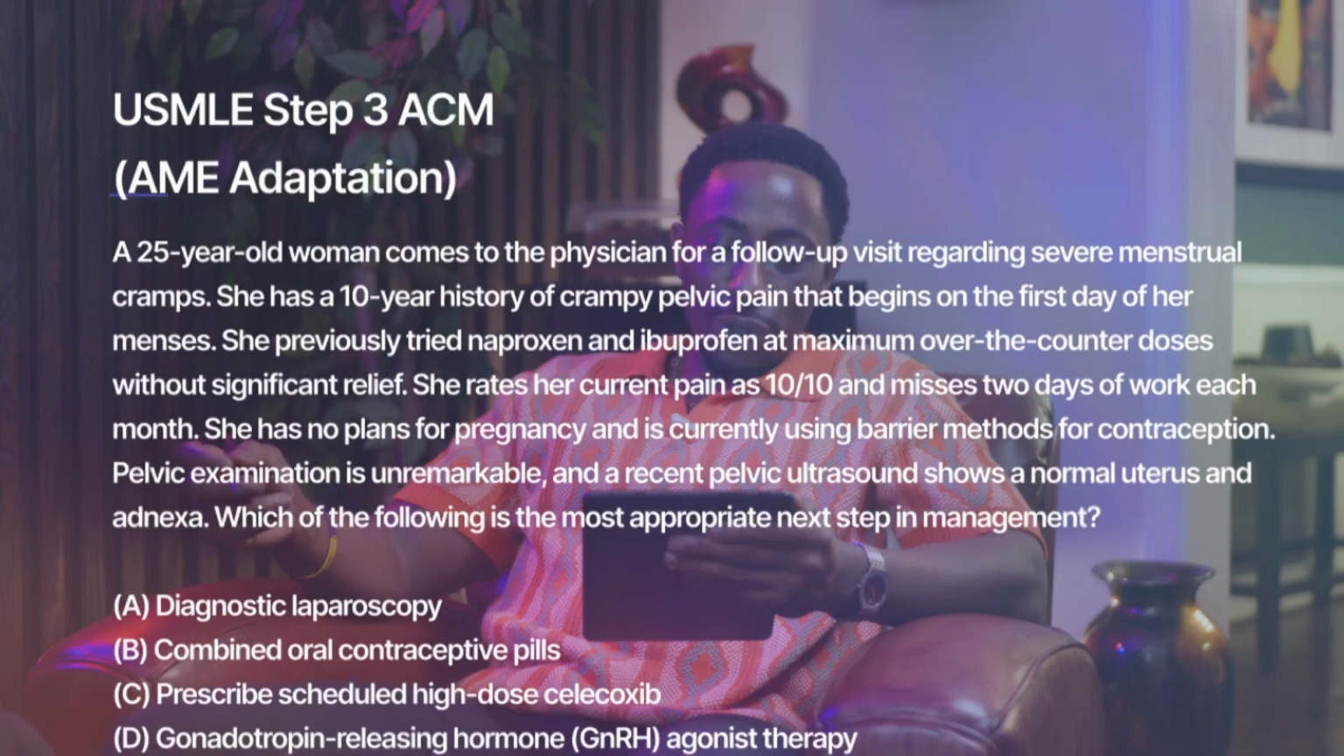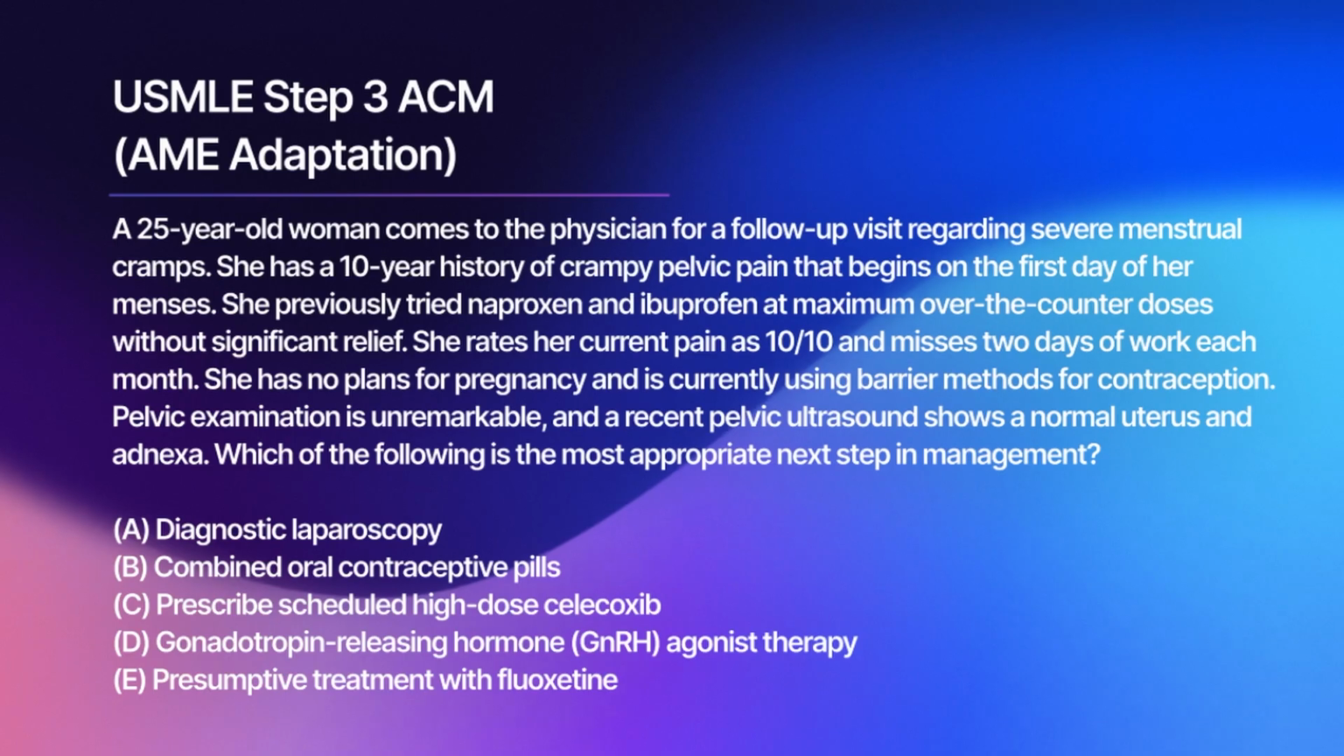Let's read the question. A 25-year-old woman comes to the physician for a follow-up visit regarding severe menstrual cramps. So let's stop right there. What's different there?